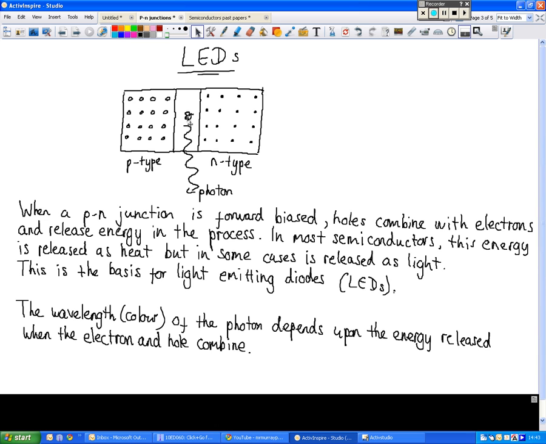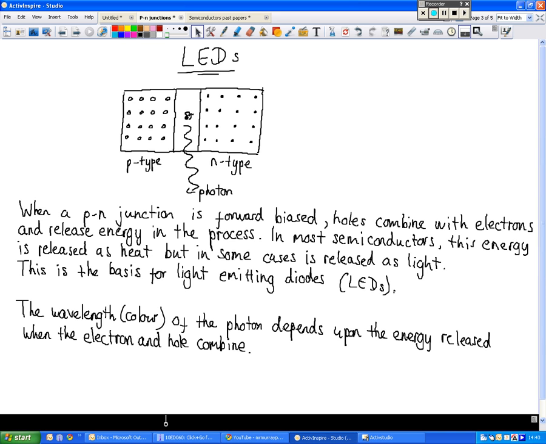So the energy that is released when electrons and holes combine together is released as light, and that's the light that you see an LED give off, whether it's red or green or blue, whatever colour it is. And the colour that LED is, the wavelength that it gives out, is determined by the energy that is given off when the electrons and the holes combine with one another.